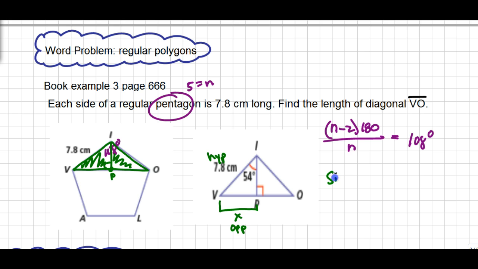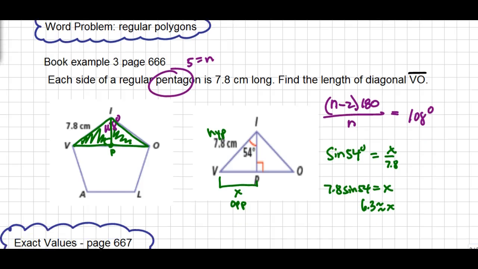So we would set up a sine problem here. Sine 54 is going to be equal to opposite over hypotenuse. Multiply on both sides by 7.8. And you get about 6.3. Make sure that you double it though, because that's the entire length. So it's going to be around 12.6 depending upon what you round to. And then it looks like this was in centimeters, so make sure you label it with centimeters.